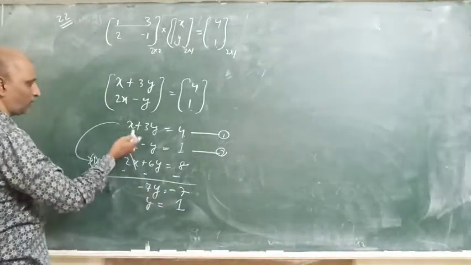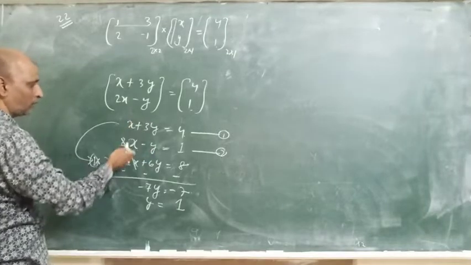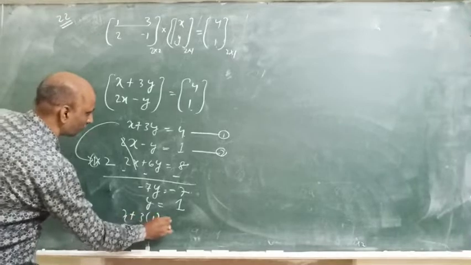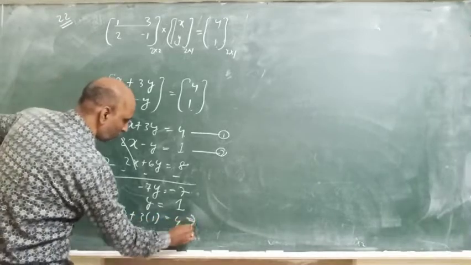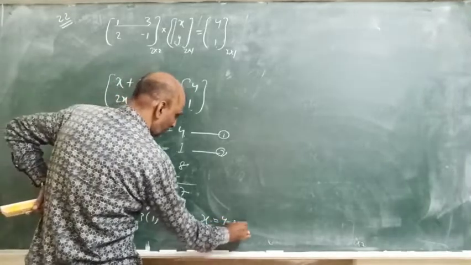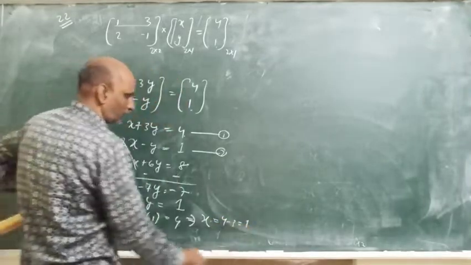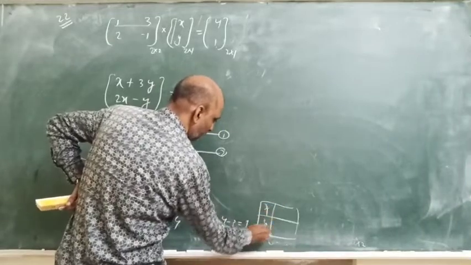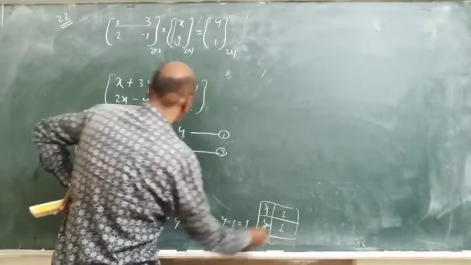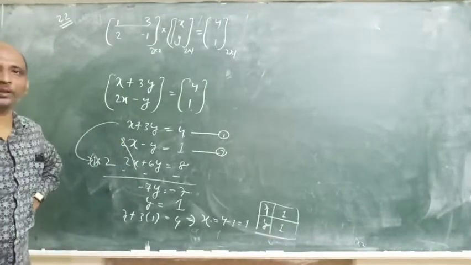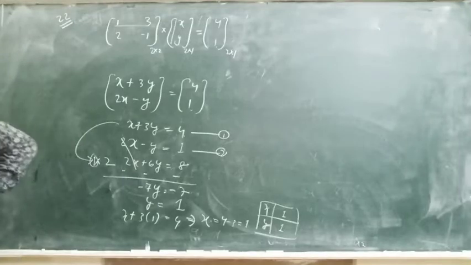Put the value of y here or here, you will get the value of x. x plus 3 into y is equal to 4 implies x is equal to 4 minus 3 is equal to 1. Therefore, both x and y we are getting 1, 1. Okay, write down. This is your 22.